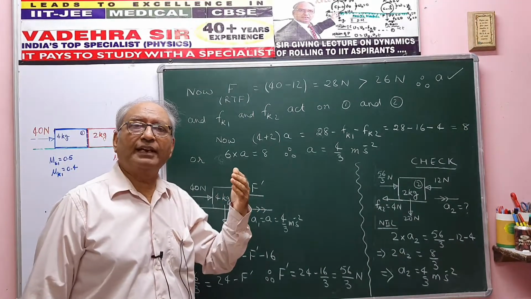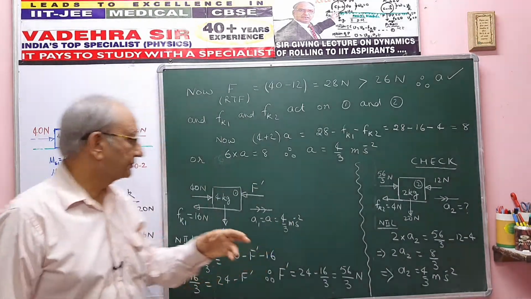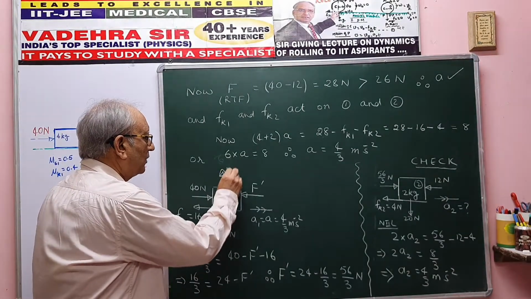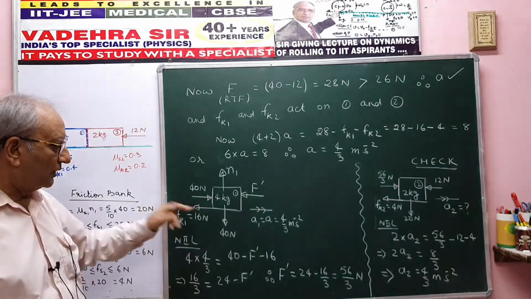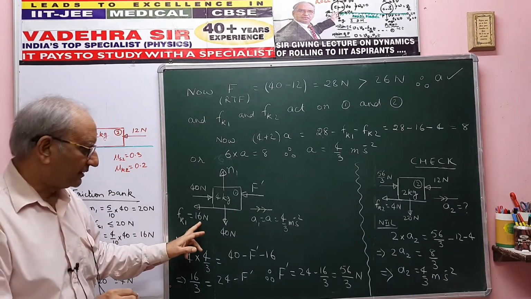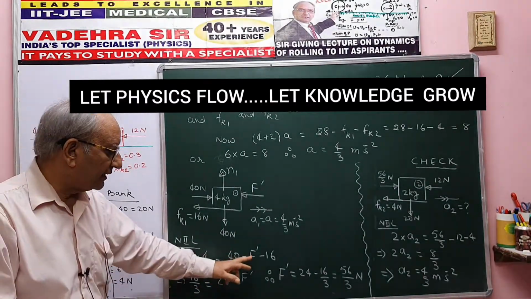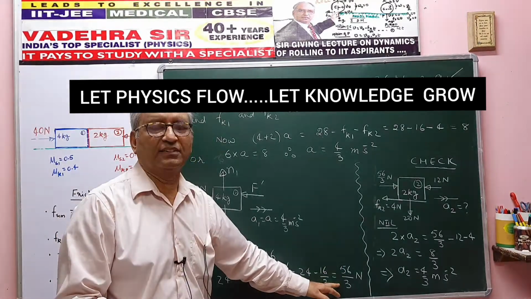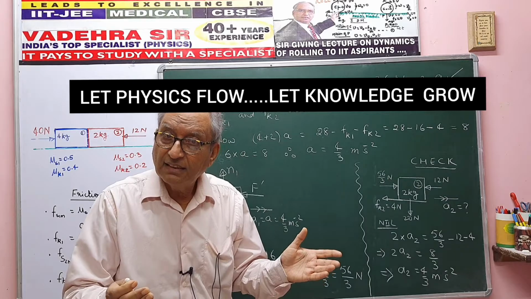Now to find the contact force between the blocks, let's do the free body diagram on block number 1, 4 kg. Gravity force 40 Newton down, N1 up. 40 Newton is acting here, F dash, the contact force, is acting to the left, and the kinetic friction 16 Newton is acting. I apply Newton's second law, so 4 into 4 by 3, m into a, is 40 minus F dash minus 16. I solve it out, F dash comes out to be 56 by 3 Newton. Okay, the problem has been solved, but let us check whether we are right.